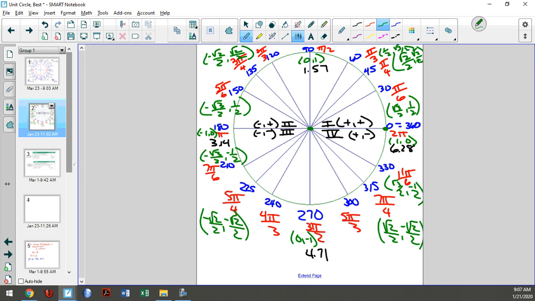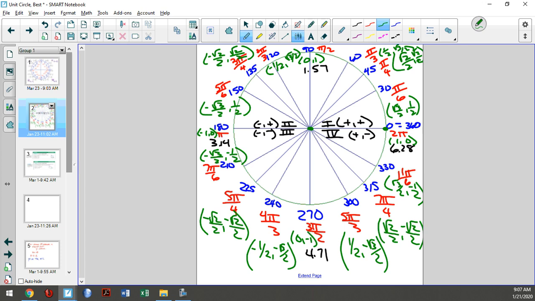In quadrant 2, what is that going to be? Negative 1/2, square root of 3 over 2. In quadrant 3, it's going to be negative 1/2, negative square root of 3 over 2. In quadrant 4, it's going to be positive 1/2, negative square root of 3 over 2. And that, my children, is the unit circle.